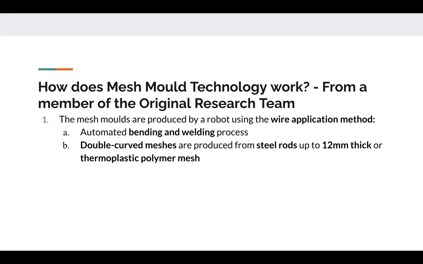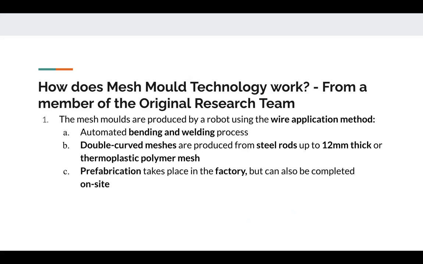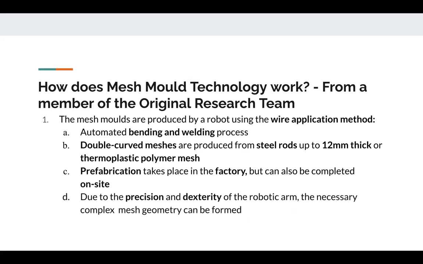Two different ways. I've seen a couple different organizations or companies that have branded it that do it differently. Prefabrication takes place in the factory, but can also be completed on site. Due to the precision and dexterity of the robotic arm, the necessary complex mesh geometry can be formed.